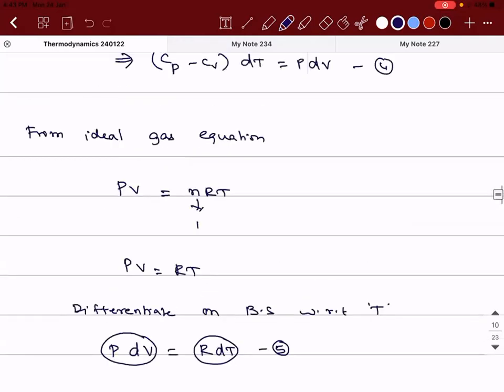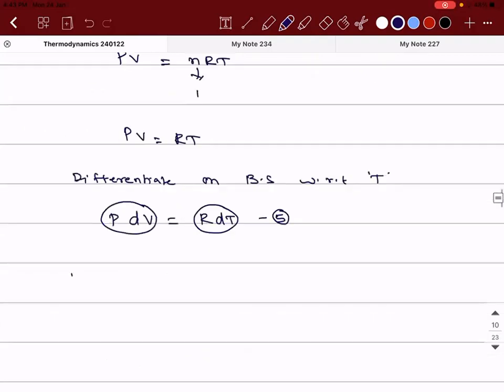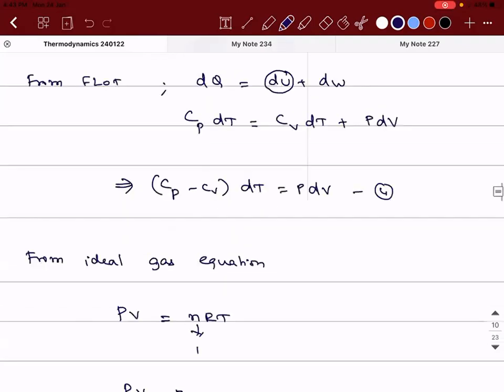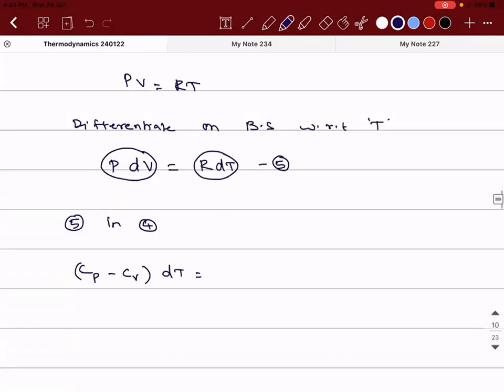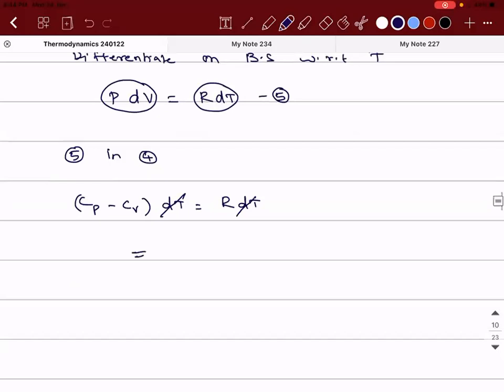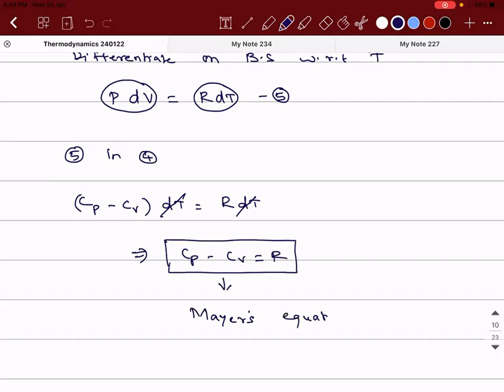If I use the fifth one in the fourth one, then I'll get (Cp minus Cv) dT is equal to PdV, which is going to give us R dT. So this dT and this dT will get cancelled. From this, I can conclude that Cp minus Cv is equal to R, and this equation is what is called Mayer's equation. So this is the result you would have seen in your chemistry as well, right?